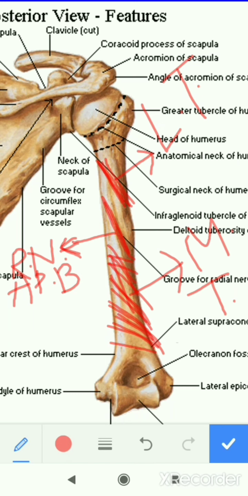Okay, we know the long head of the triceps originates from the infraglenoid tubercle of the scapula. This is the scapula. This was the glenoid cavity, and below the glenoid cavity there was a tubercle. Okay, this part. So the long head of the triceps brachii arises from this part, that is the infraglenoid tubercle of the scapula. So that's it about the surfaces of the shaft of the humerus.